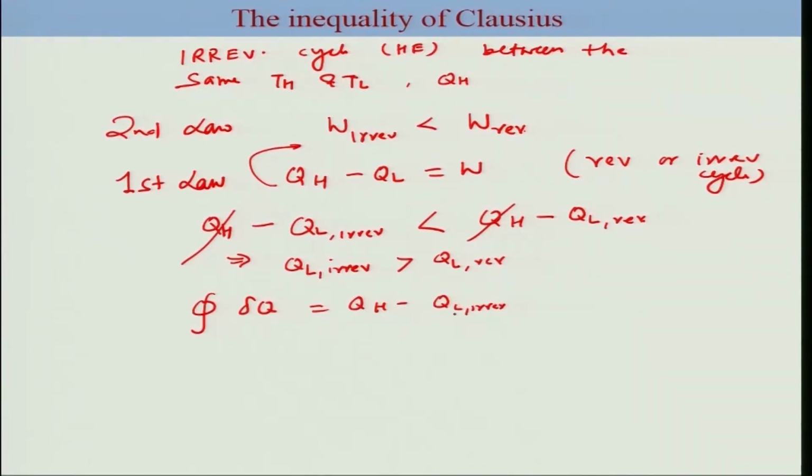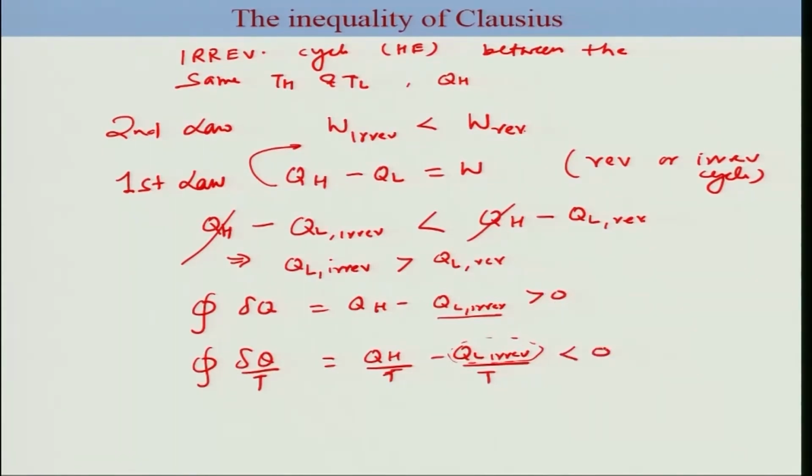Now this is more. But even though this is more than QL reversible, the difference will still be greater than 0, considering QH is more. And what about del Q by T? Del Q by T is going to be QH by T minus QL irreversible by T. Considering that for the reversible this was 0, and now QL is more than QL reversible, with the negative sign, this should be less than 0. So this is the expression which comes out from this analysis.